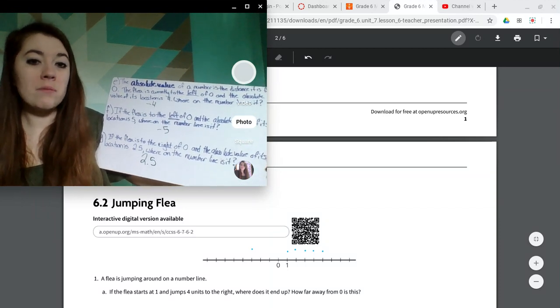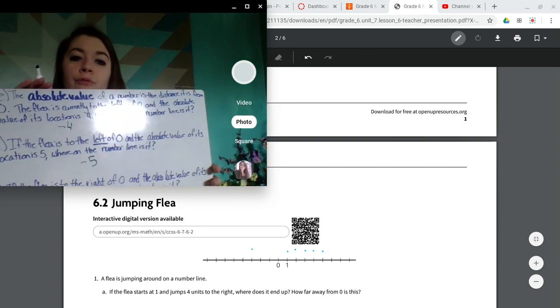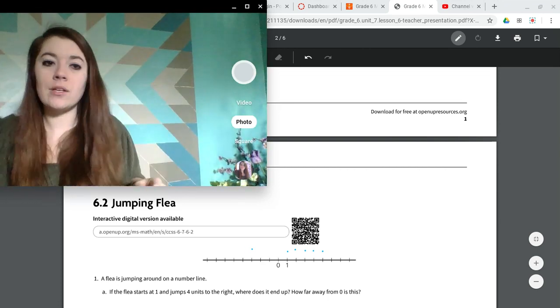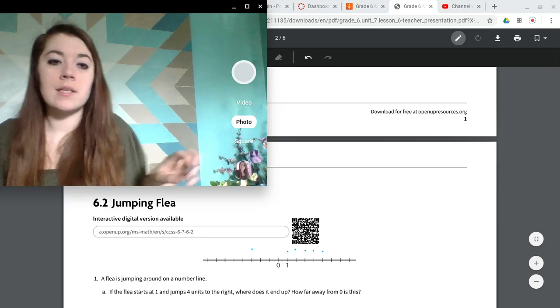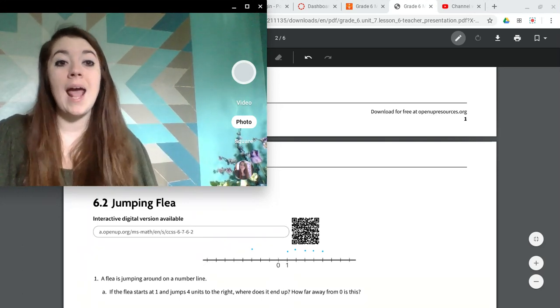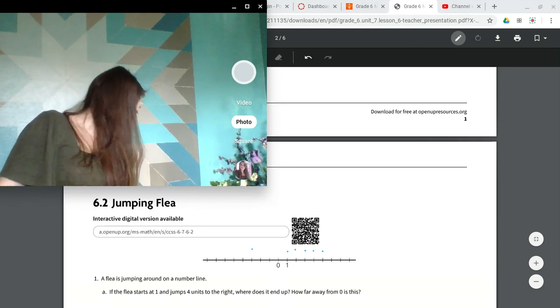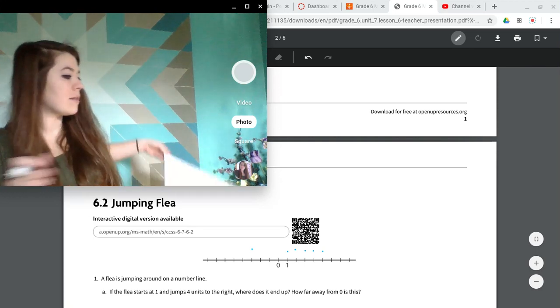Okay, so absolute value, like I said, it's all about distance. How far did we have to go from that value to get to 0? And it's always, always, always going to be positive. You can't have a negative distance. All right, our next set.